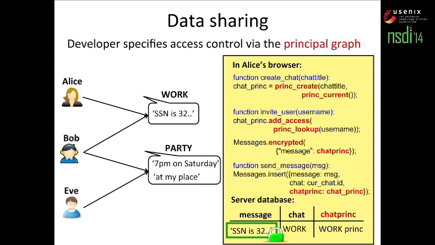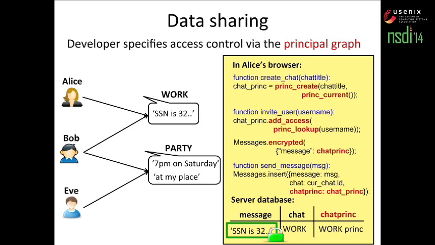Assume that Alice wants to create a new chat work and share it with Bob. Then, in Alice's browser, when she clicks the Create Chat button, the principal create function runs, which creates a principal for work. And she automatically gets access to this principal. Then when Alice wants to invite Bob to the chat work, she clicks the Invite User button, which calls the Add Access function in her browser, and hence Bob gets access to this principal.